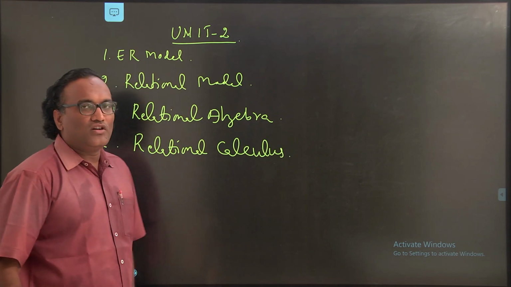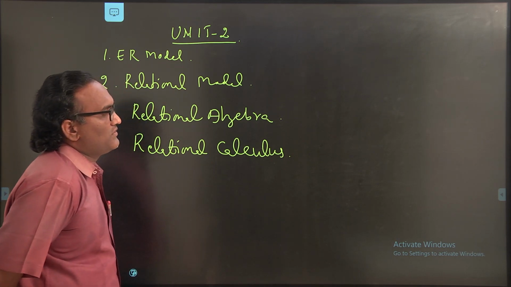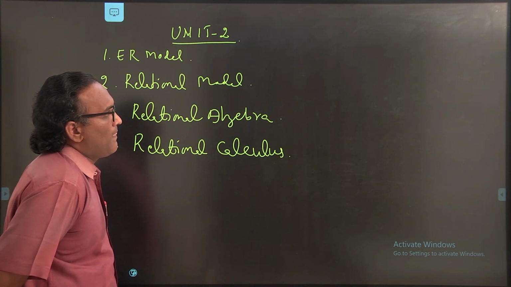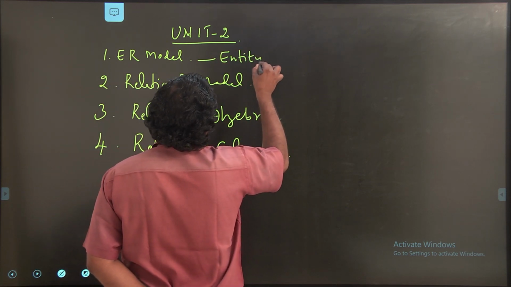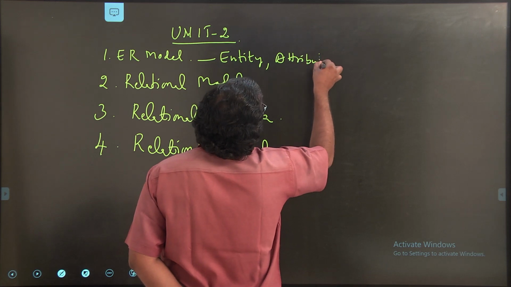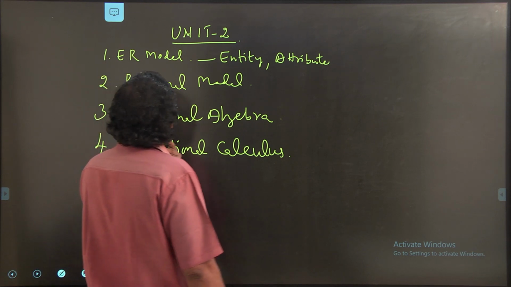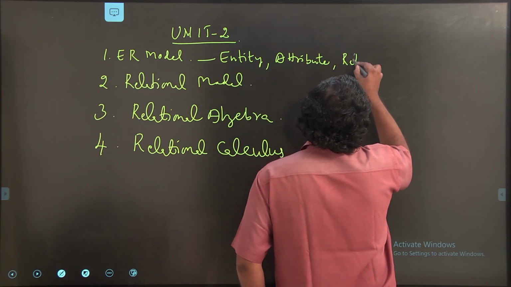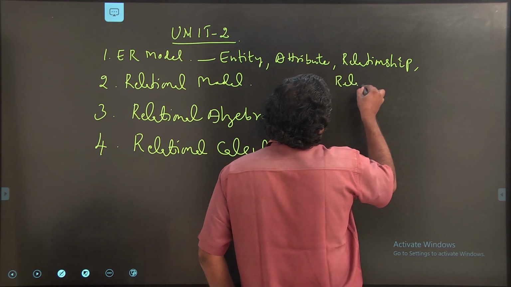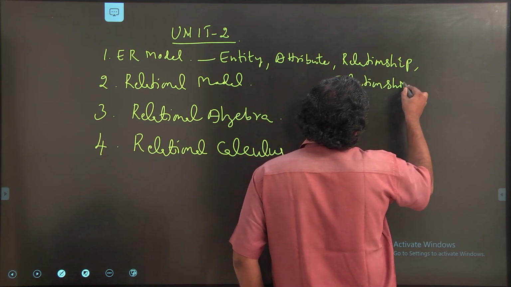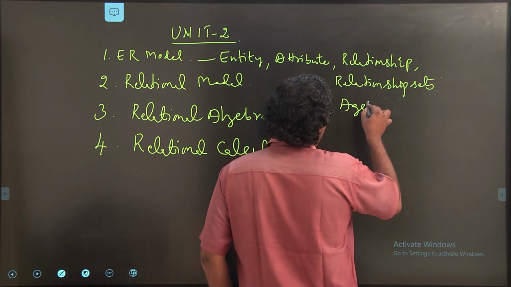Now we already discussed the ER model, where the ER model gives you the knowledge about what is an entity, what is an attribute, and it will also give you the knowledge about relationships and relationship sets, and especially about aggregation.